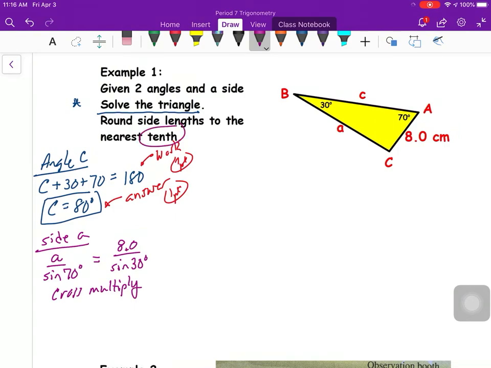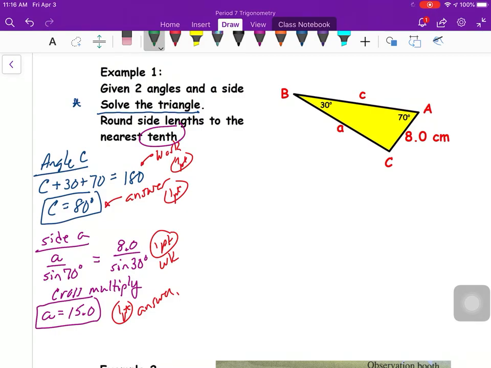And then we're going to cross multiply. If we cross multiply and we're going to the nearest tenth, I find out that side a would be equal to 8 times sine of 70 divided by sine of 30. To the nearest tenth, I get 15.0. Now, that's a rounded value, so I do not want to use that in my calculations. And once again, it would be 1 point for the work and 1 point for the answer.